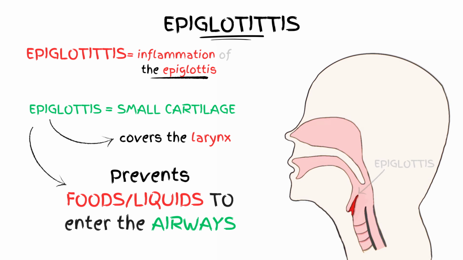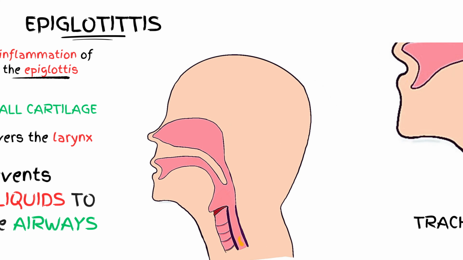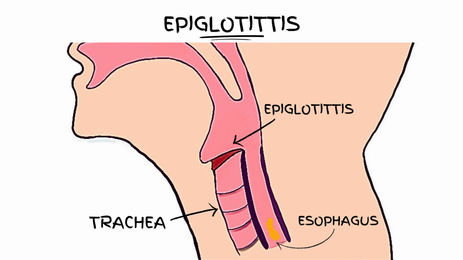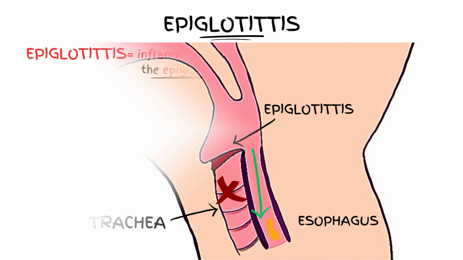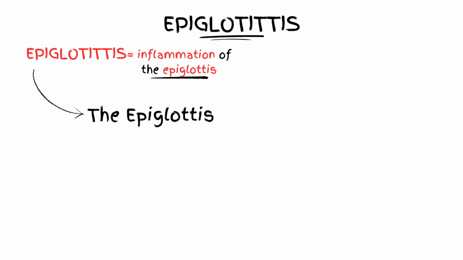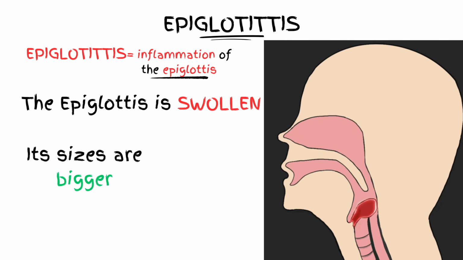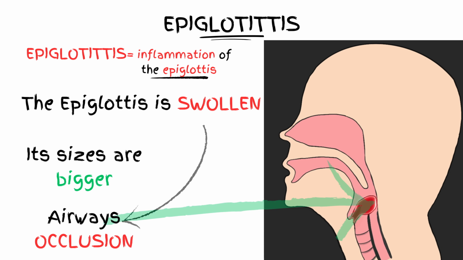When we eat or drink something, the epiglottis moves down, so the respiratory tubes are closed during the ingestion process. In this way, the food does not enter the trachea and the lungs. On the other hand, epiglottitis appears when the epiglottic structure is swollen, so its size is bigger and it can occlude the airflow through the larynx and the trachea.